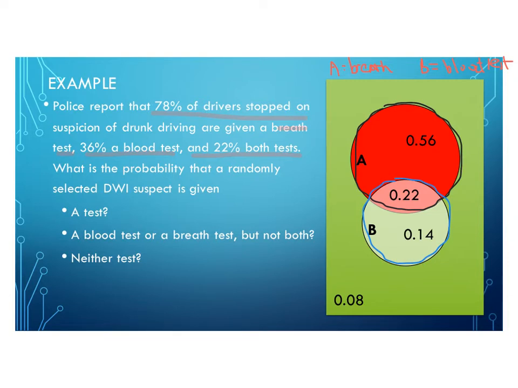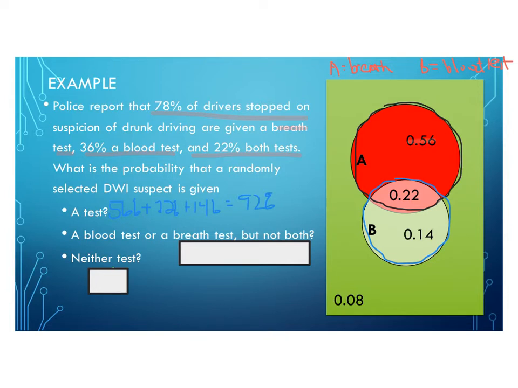So to answer a question about the probability of a test, right, we're just going to add our 56. The next question states a blood test or a breath test, but not both. Okay, so for this question, what we would do is we would take our breath test proportion plus the percent of a blood test and not both, so I ignore that overlap. Okay, so our answer is the 56% plus the 14% or 70%. And for neither test, that would just be this 8% we found earlier because they are not in the circles.